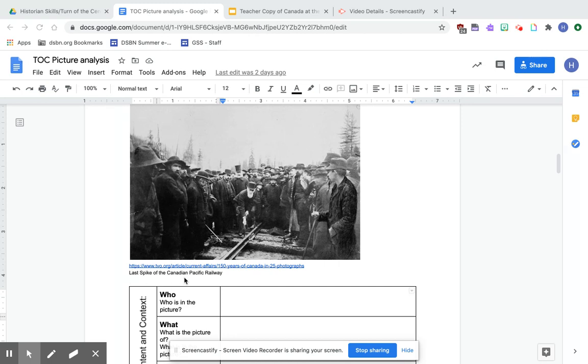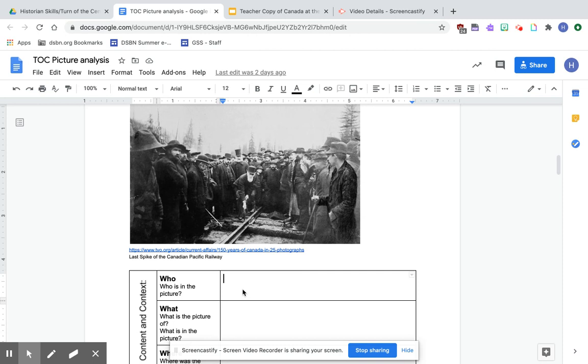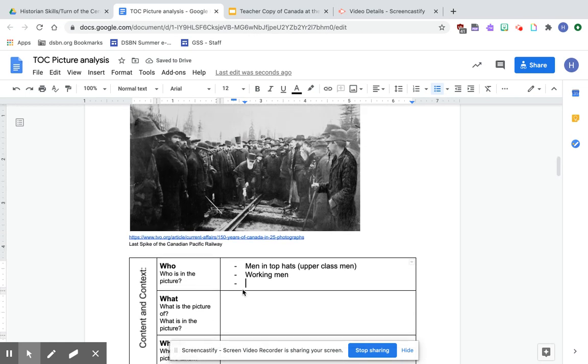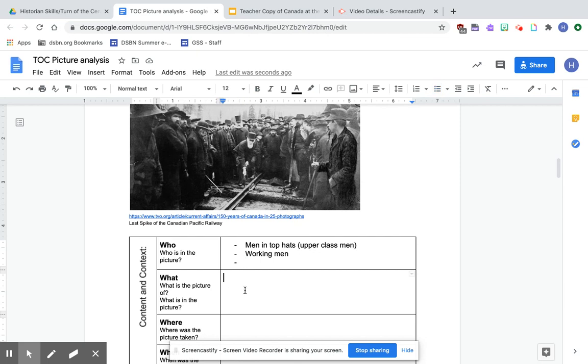It says the last spike of the Canadian Pacific Railway. So you can see the railway here, right? Look at all the people in the picture. So who is in the picture? Well, what do I see? I see men in top hats. So upperclassmen. What else do I see? I see working men. Okay. So let's move on. That's about all I see right here.